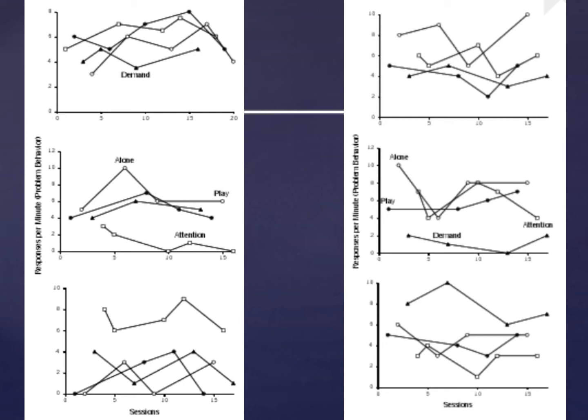Finally, in the bottom left panel, we see the rate of behavior is highest in the attention condition, and all other conditions overlap with the control. What is the function of this behavior, and what type of punishment should we definitely not use?